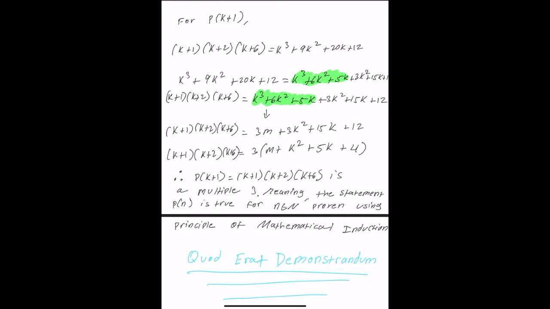And so therefore, P of k plus 1 equals k plus 1 times k plus 2 times k plus 6 is a multiple of 3, meaning the statement P of n is true for n an element of the natural numbers, and it is proven using principle of mathematical induction. Thank you very much. Quod erat demonstrandum.